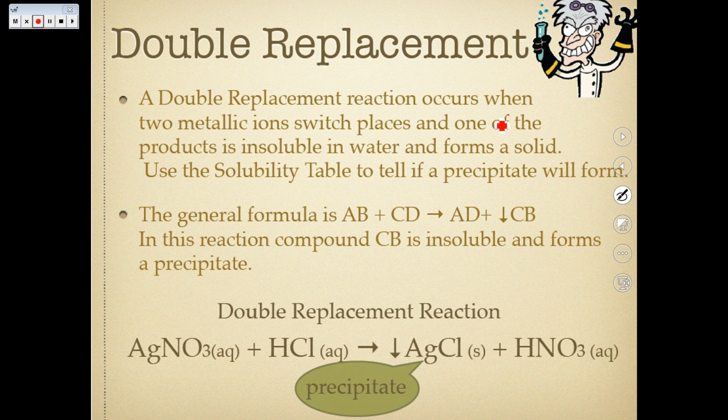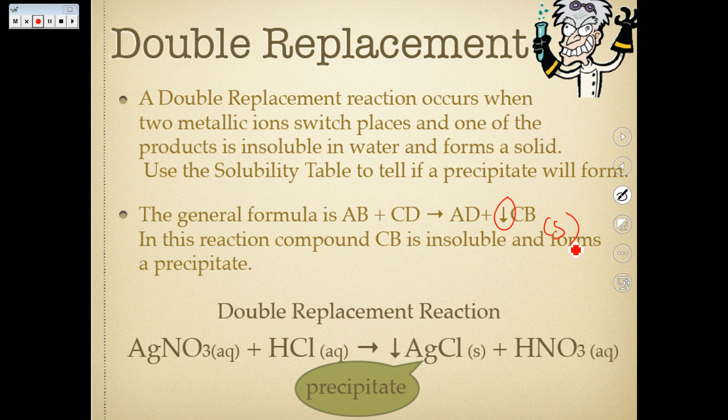For a double replacement reaction, it occurs when two metallic ions switch places and one of the products is insoluble in water and forms a solid. Use the solubility table to tell if a precipitate will form. The general formula is AB plus CD yields AD plus CB. This downward arrow means that that is your precipitate, showing the precipitate is solid, so it'll sink to the bottom of your test tube if you were to do this in real life. In this reaction, compound CB is insoluble and forms a precipitate.